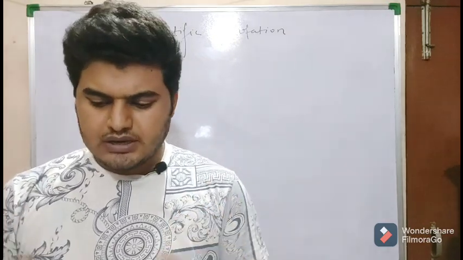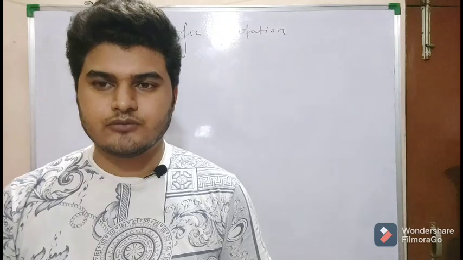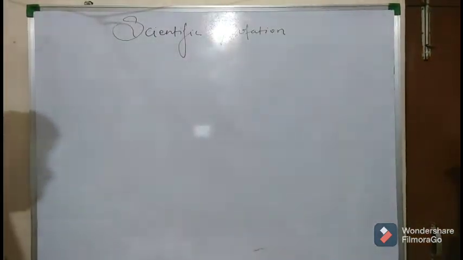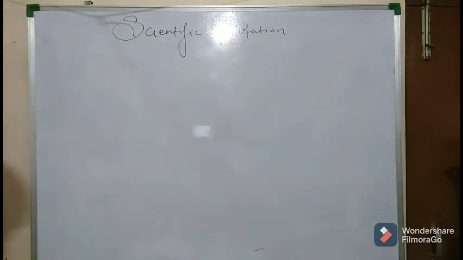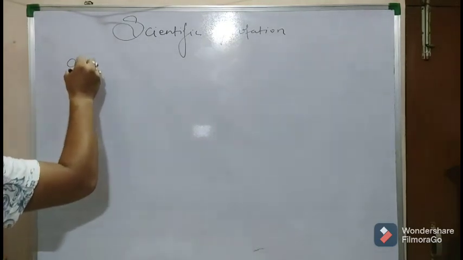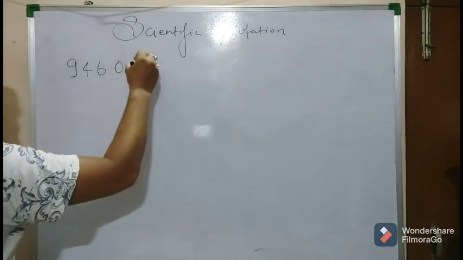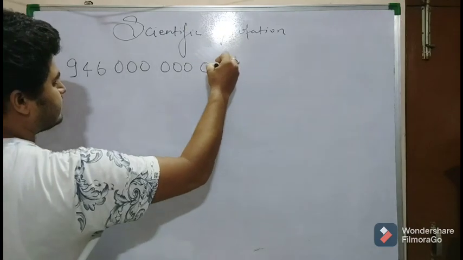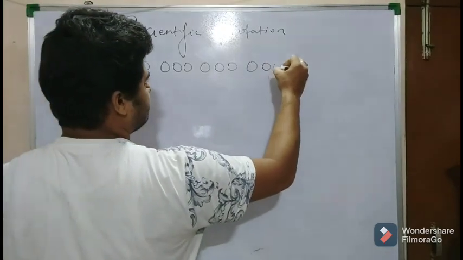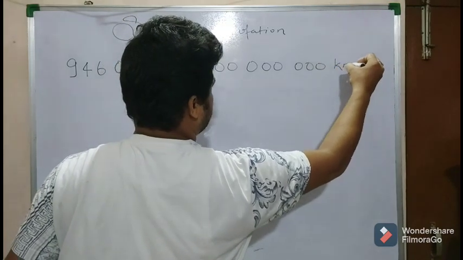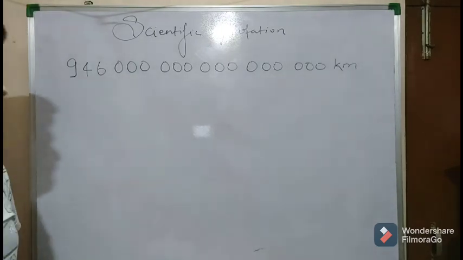So suppose we take an example of the width of the Milky Way galaxy. You all know the galaxy in which our planet Earth comes is called the Milky Way. So the width has been estimated to be about 946 followed by triple zero, triple zero, triple zero, triple zero, triple zero kilometers. So this much kilometer is the width of our Milky Way galaxy.